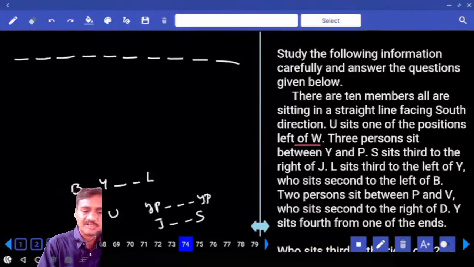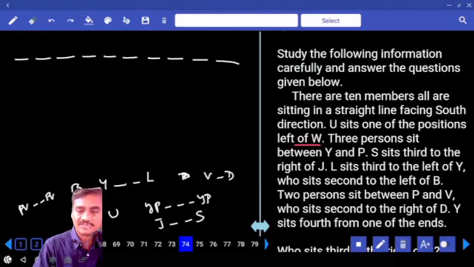And 2 persons between P and V. Now in between P and V, how many people are there? There must be exactly 2 people, P and V. And V sits second to the right of D. Now V is seated second to the right of whom? V is seated second to the right of D. Then V is here, D is here.